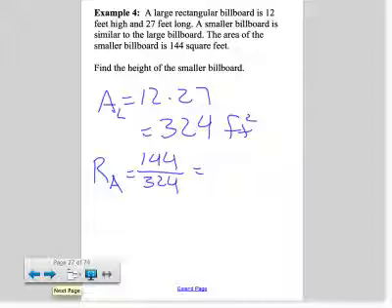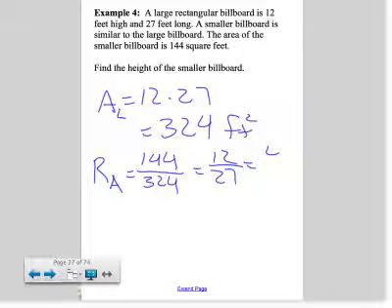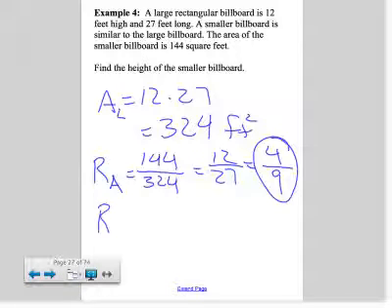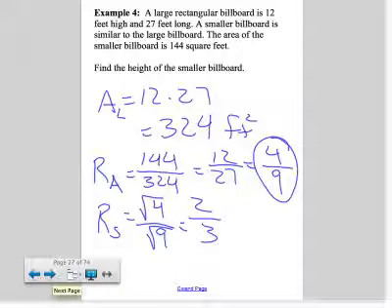So 12 goes into 144 12 times, 12 goes into 324 27 times. That's not enough. 3 goes into both those. 3 goes into 12 4 times. 3 goes into 27 9 times. So that's the ratio of my areas when I break it down. Then the ratio of my sides is just going to be the square root of that. So the square root of 4 over the square root of 9, because we're going the other way now. So that's 2 over 3 is the ratio of the sides.